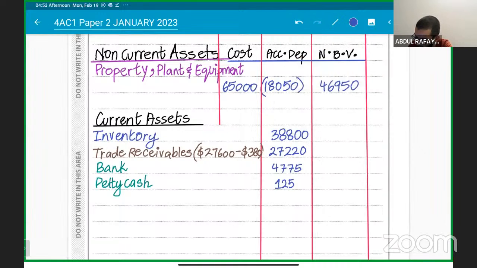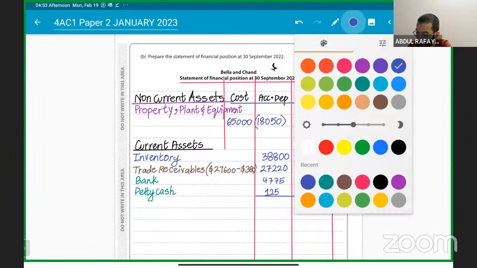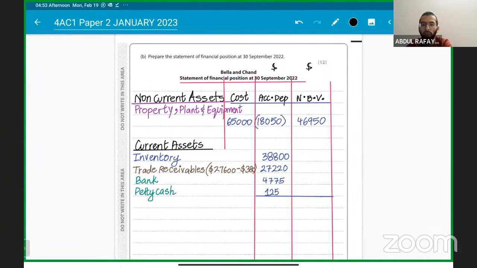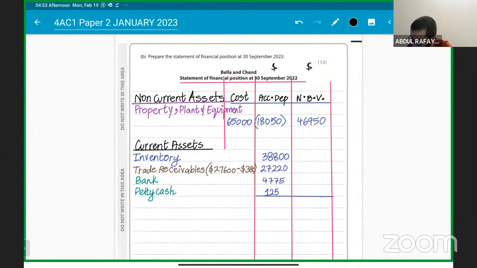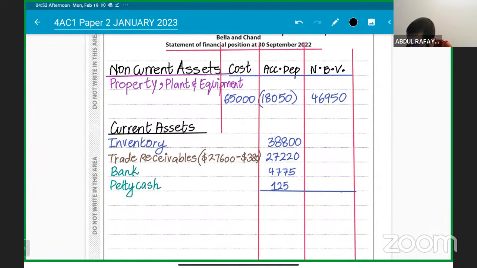So here we go. We can add the assets now, because basically this paper two focuses on the formats. Do you know the formats? Do you know the working? Do you know which thing will come in where? That is what paper two is all about, the formats and understanding of your theory and knowledge. Paper one is more about MCQs and those things. So that's why we need to focus here, that you must know how to make the statement of financial position.